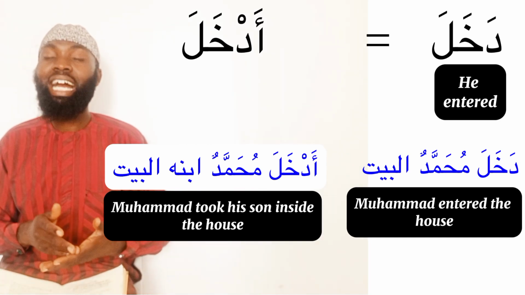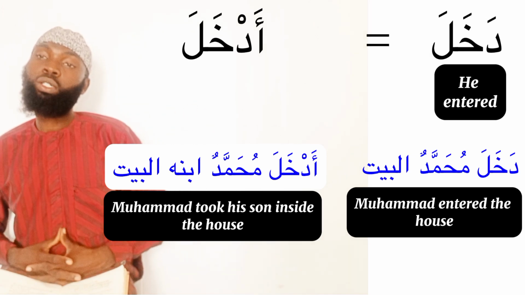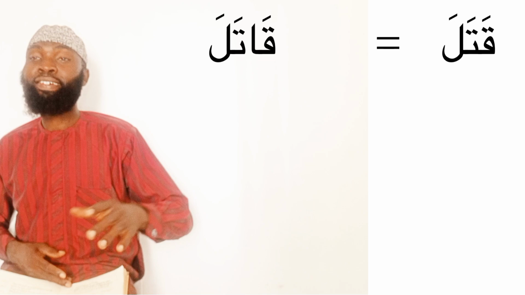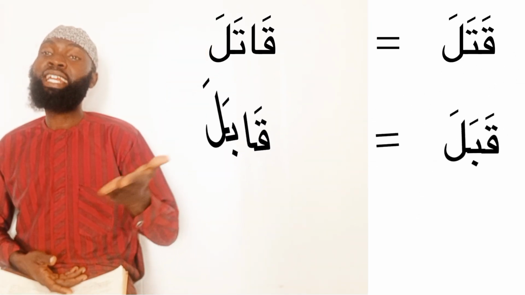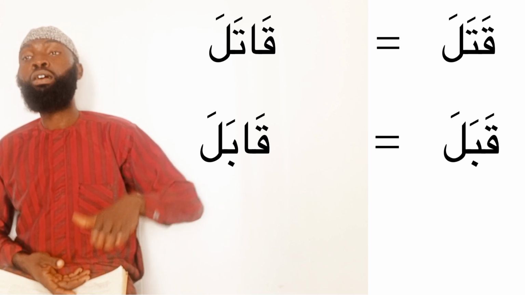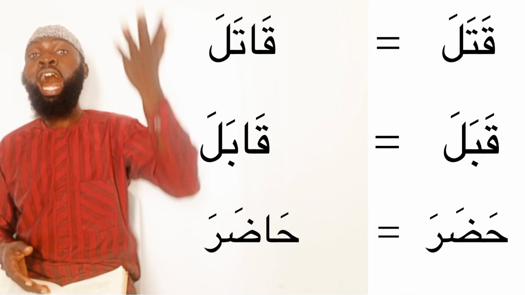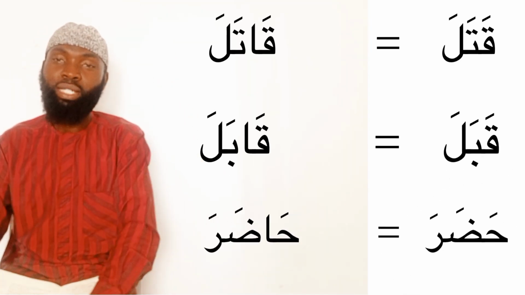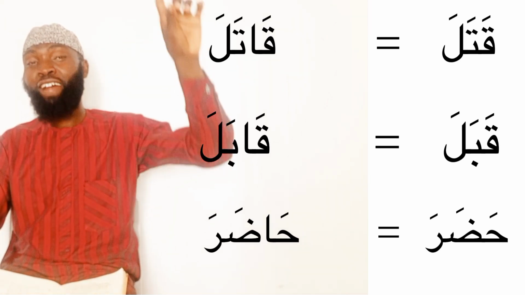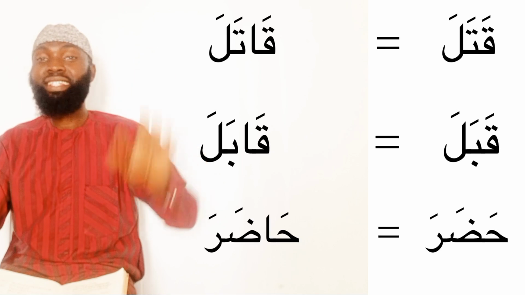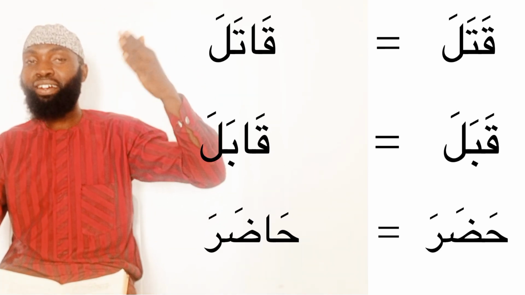Today we also want to look at another letter that could be added to a 3-letter word. Consider the word qatala and consider the word qaatala. Consider the word qabala and consider the word qaabala. In short, consider the word hadara and haadara. You can see that all of these words originally had 3 letters, but we made an addition of alif to them after the first letter. That's why we have qaatala, qaabala, and the rest of them.